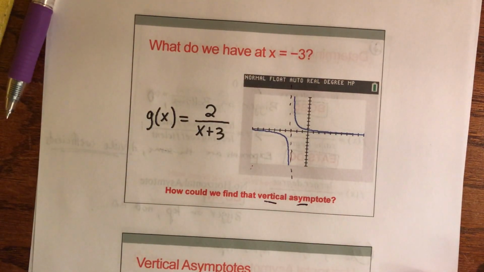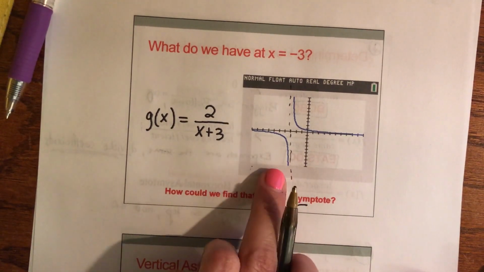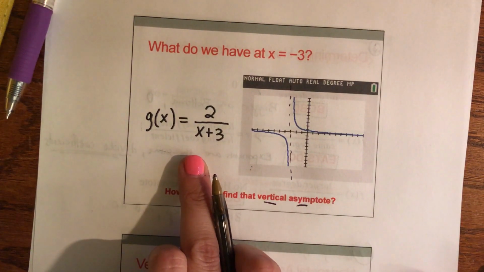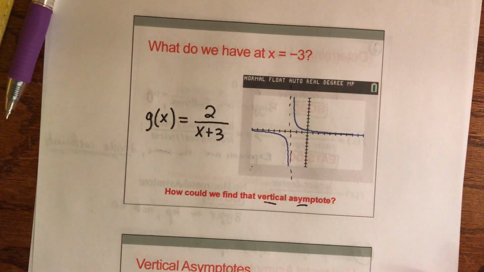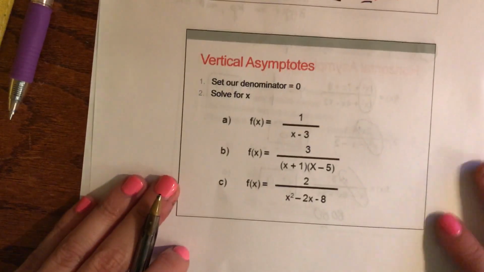So I want you to take a second, maybe pause the video and think about looking at the equation and looking at the graph and knowing it's a vertical asymptote. How might we be able to find the vertical asymptote algebraically? Okay. So if you haven't guessed it, right?